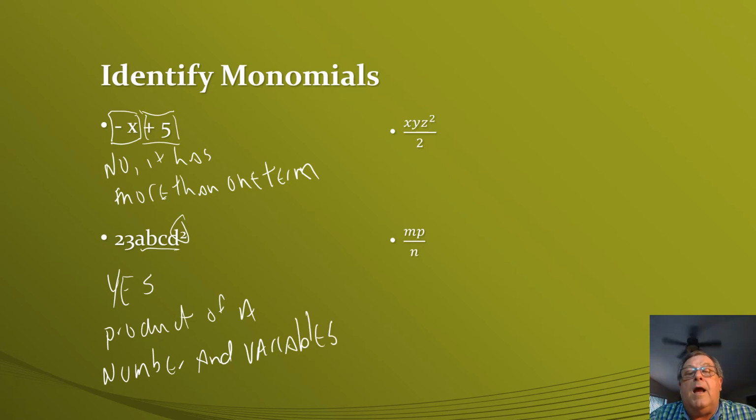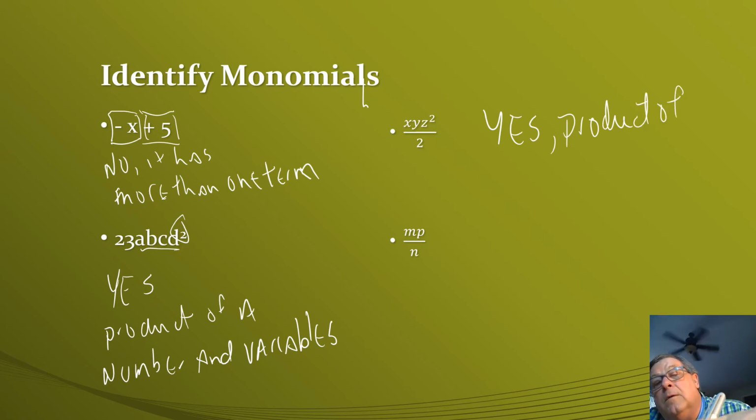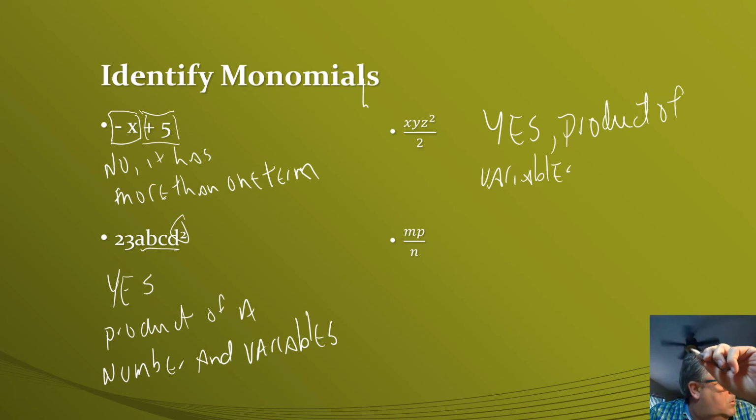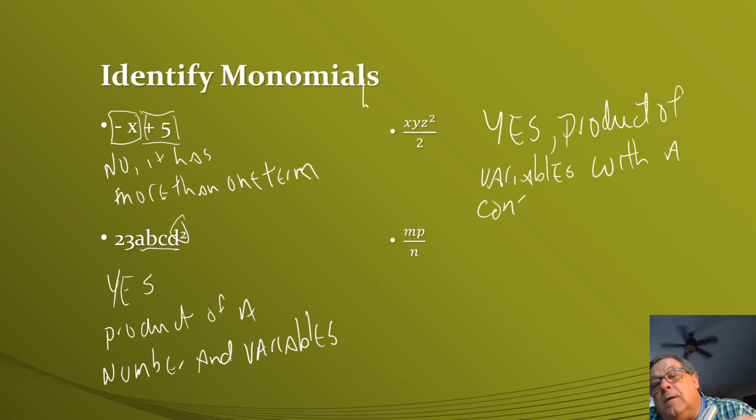Now let's go to the top right. XYZ squared divided by 2. Or actually, I could say it's 1/2 times XYZ squared, right? Same thing as divided by 2. And so therefore I could say it is a monomial. We actually could say it's the product of a number and one or more variables, but we could also say, since it's in the denominator, that it is the product of variables with a constant in the denominator.